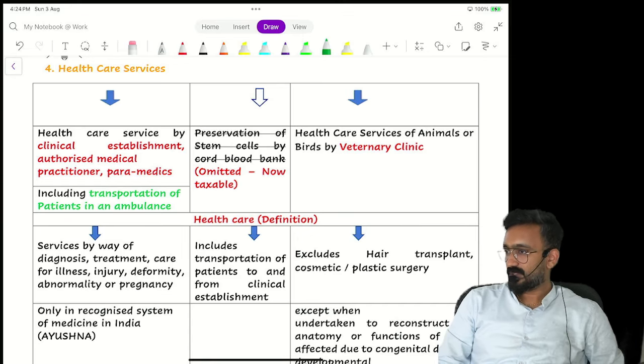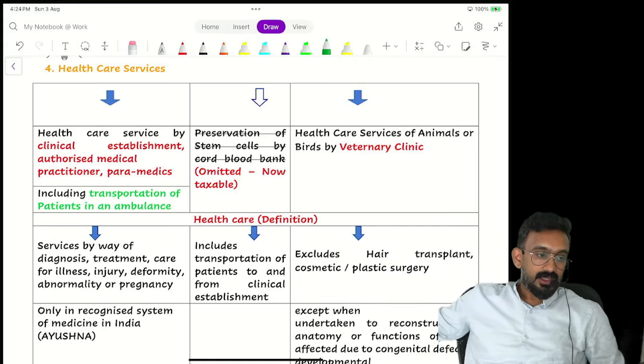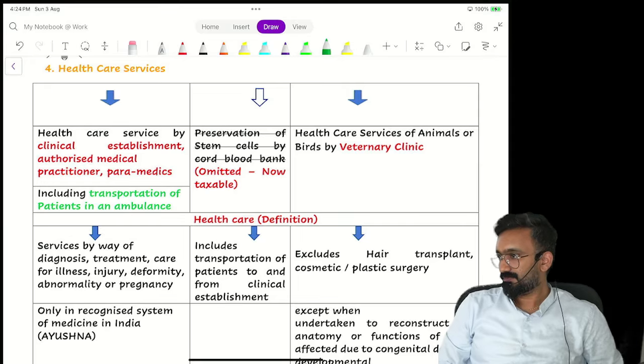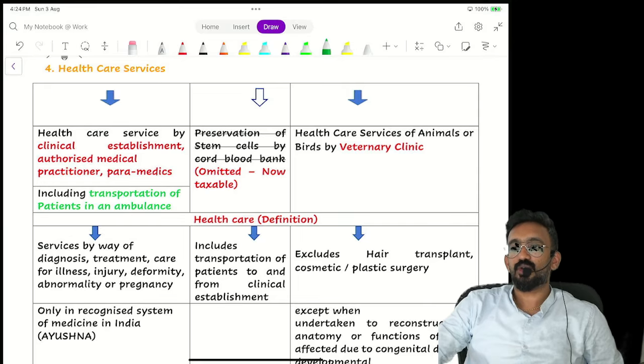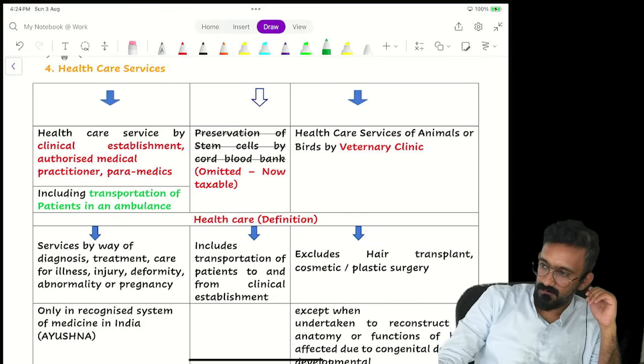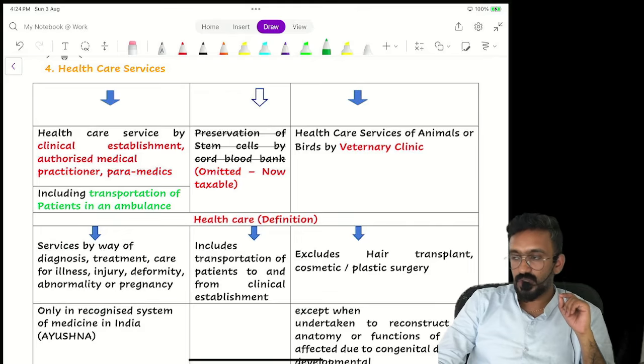Okay, got it? So these are tested in the exam. Healthcare includes transportation of patients to and from a clinical establishment. If the hospital is doing pick up and drop and adds transportation charges, would they be exempted? Yes, that's also part of healthcare. It excludes hair transplant, cosmetic, plastic surgery.